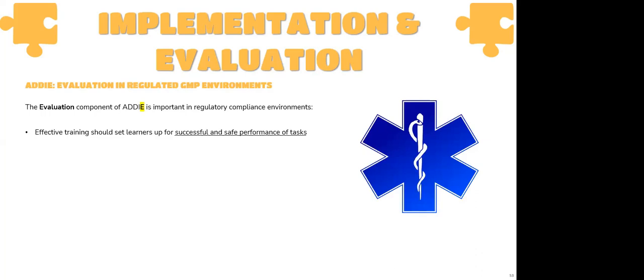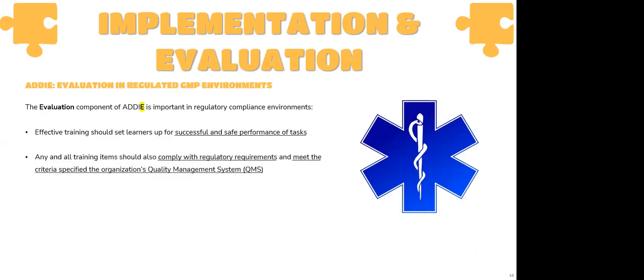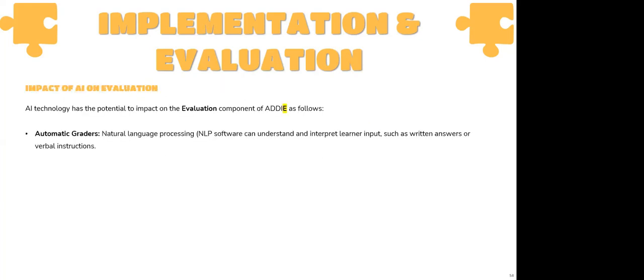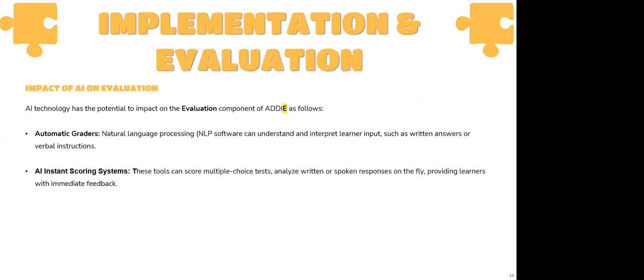Evaluation is important as well because effective training is required for successful performance of tasks and should comply with regulatory requirements. AI technology then helps us with automatic graders. We can, as I said, parse text and automatically grade, and we have instant scoring systems as well that can provide on-the-fly feedback to our learners.